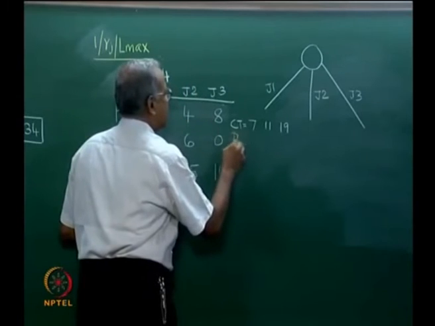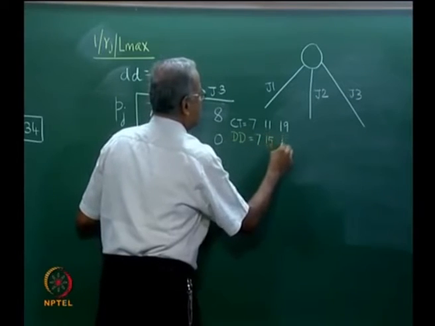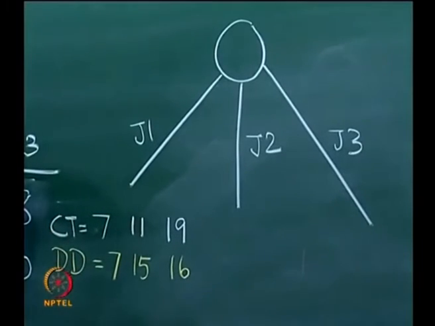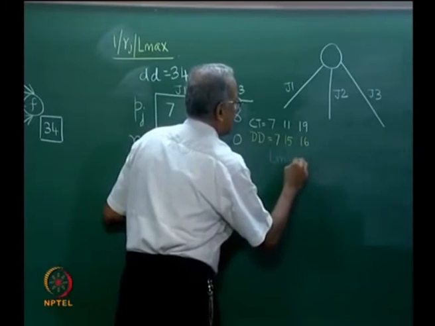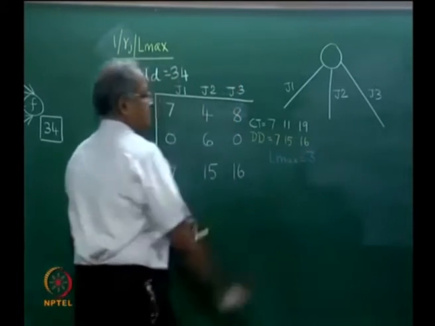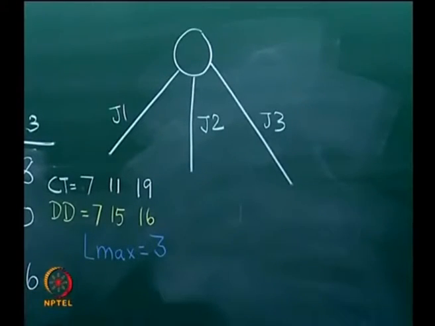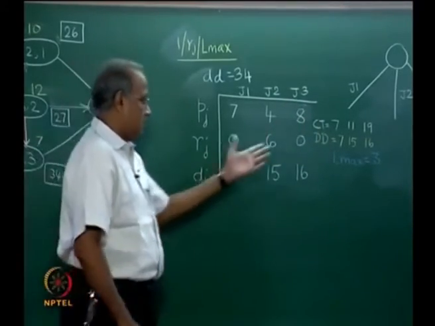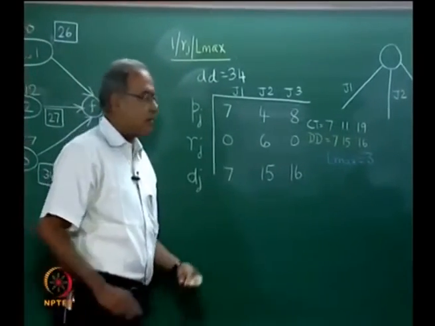The due dates are 7, 15 and 16. So only one job is tardy. So from this we find that Lmax is 3. There is only one tardy job, so it gives us Lmax equal to 3. We also observe that we get a feasible solution when we actually apply this preemptive EDD rule, we get a feasible solution with Lmax equal to 3.